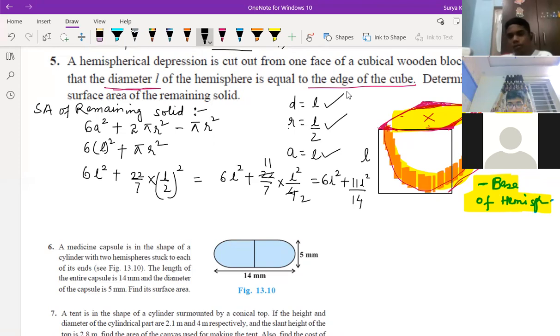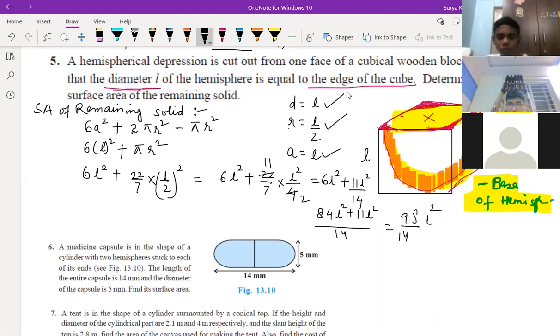What is the answer? LCM is 14, sir. If you take LCM as 14, then 14 times 6 is 84. 84 L square plus 11 L square, so 95 L square by 14. This is not the correct answer, I think. Something we are doing mistakes. Check the answer. Something different only will come.